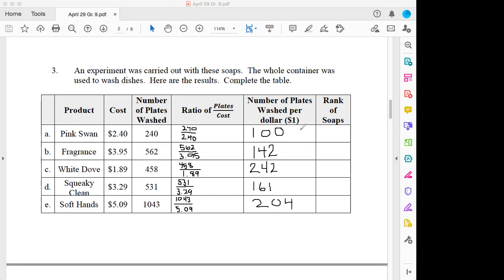Okay, so we're going to look at our numbers of plates that were washed per dollar, and you're going to rank them by the best, so the most that you can wash for $1. So here we've got White Dove that allows us to wash 242. Our second one would be Soft Hands. Our third would be Squeaky Clean. Our fourth would be Fragrance. And our fifth is Pink Swan. Okay, so I'm going to erase this and move on to the next question.